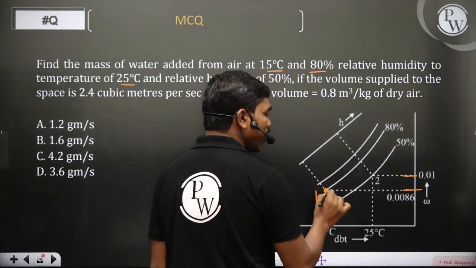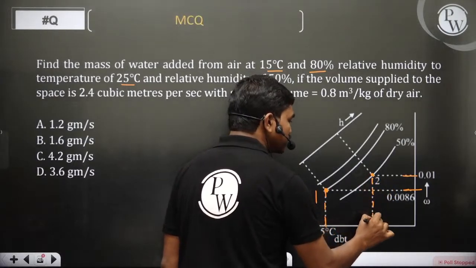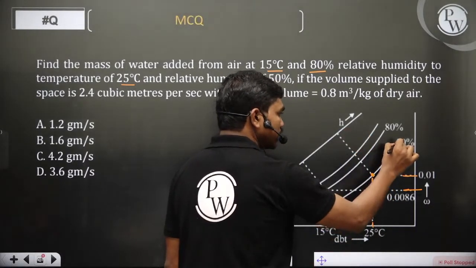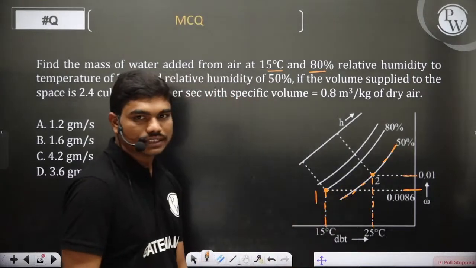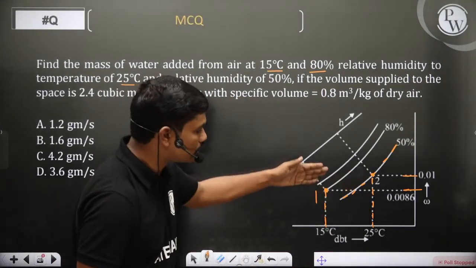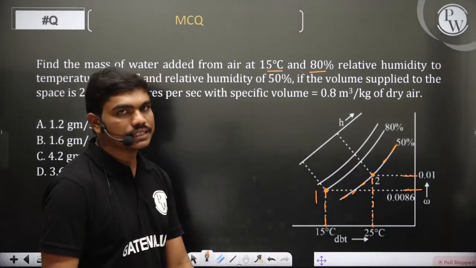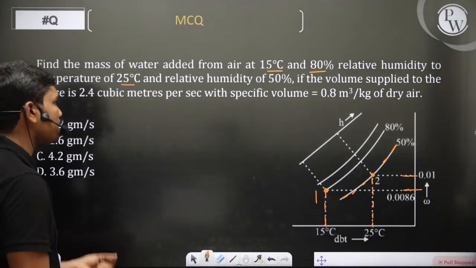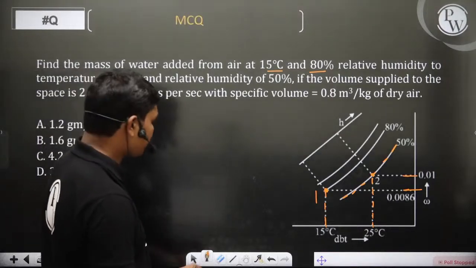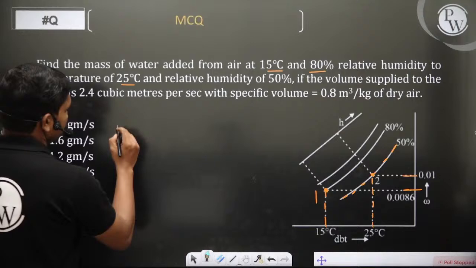So because of addition of some hot water, heating with humidification happened and the state went to here, where it is 25 degrees Celsius and 50% humidity. So definitely it's heating with humidification, because the point goes from 1 to 2. Temperature is increasing and specific volume is also increasing. If the volume supplied to the space is 2.4 cubic meter per second with specific volume of 0.8 meter cube per kg, they're asking what is the amount of water vapor added.